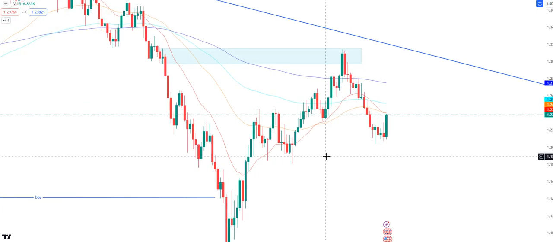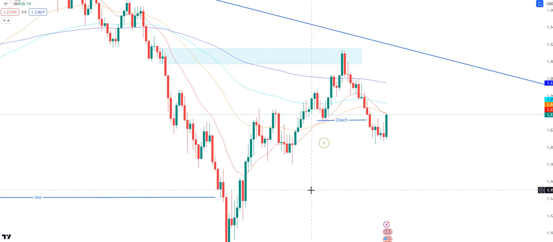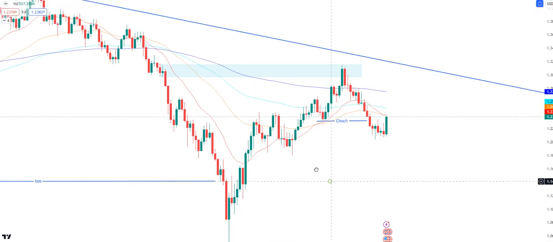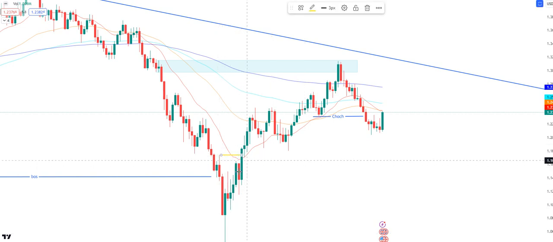Okay, and what we also have here is a change of character on the downside. So we have a change of character on the downside in this case, because from this pullback, the market broke structure on the upside, broke structure again, and then we have some sort of bullish momentum happening in here.